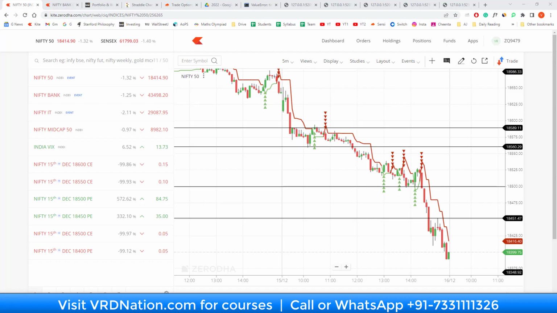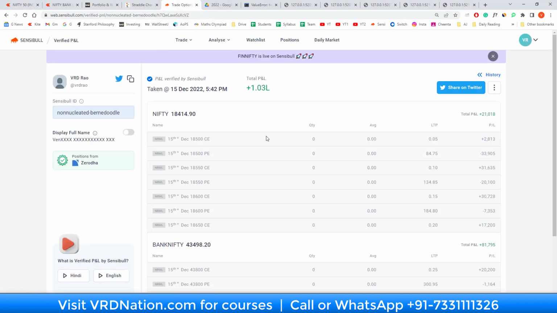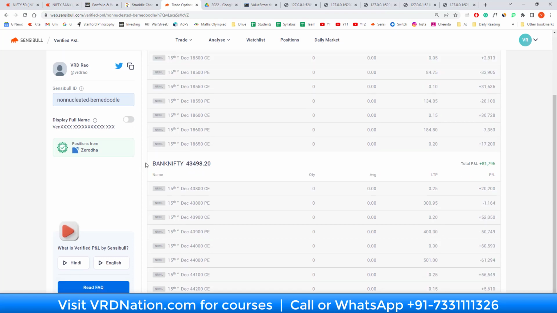So guys, I hope you had a good trading session today. For us also it was okay, it was good. So today this is the overall summary of the profit and loss. We are 1 lakh rupee profit overall, a little above 1 lakh. Nifty contributed about 21,000. The majority of the profits came from Bank Nifty, which is basically our algo trading.